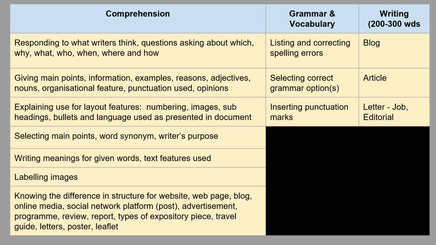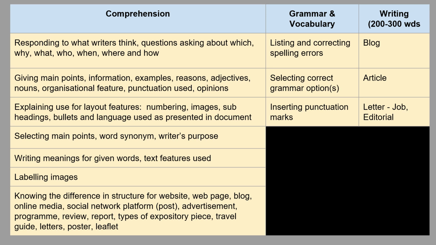You should be able to label images, knowing the differences in structures for a website, web page, blog, online media, social network platforms or post, advertisements, program, review, report, types of expository piece, traveling guides, letters, posters, and leaflet. Now, as you move into the grammar and vocabulary section, you must be able to list and correct spelling errors, identify and correct grammatical options given, and insert punctuation marks where necessary.